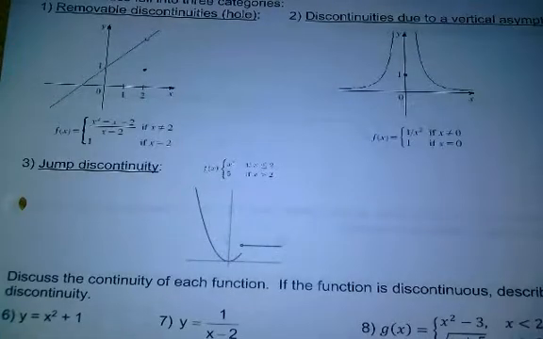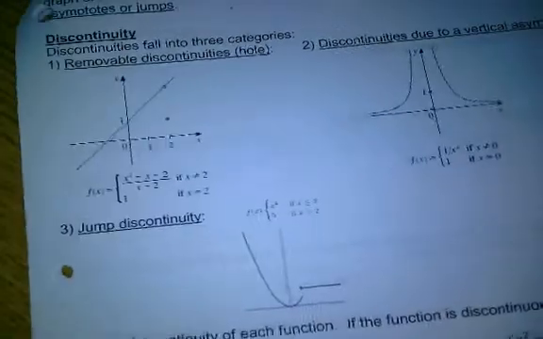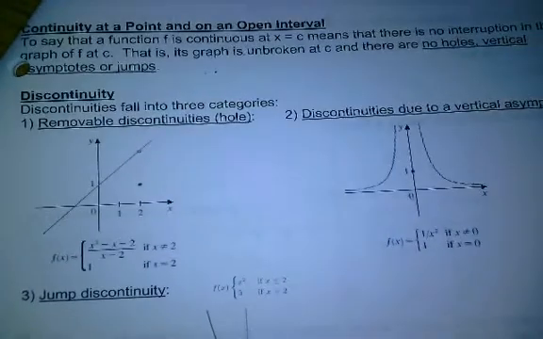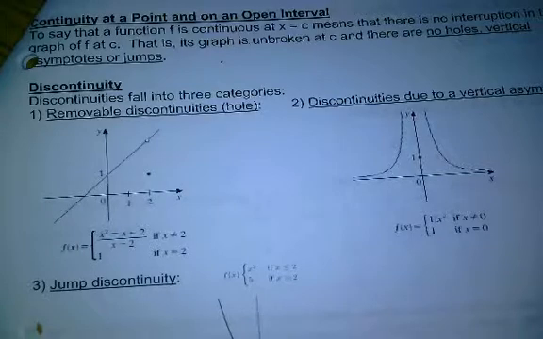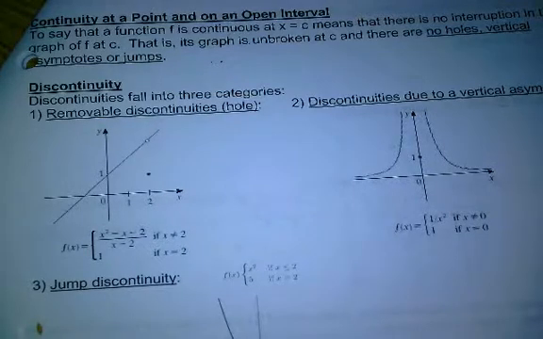All right, let's talk about continuity. So we're talking about if something's continuous or not. So continuity definition: to say that a function is continuous at x equals c means that there is no interruption in the graph of c. That is, the graph is unbroken at c, and there are no holes, vertical asymptotes, or jumps.